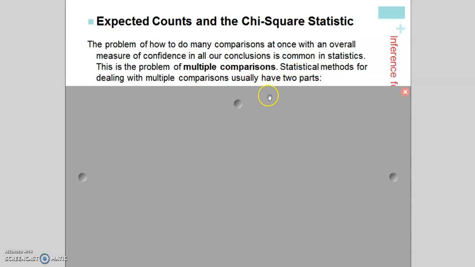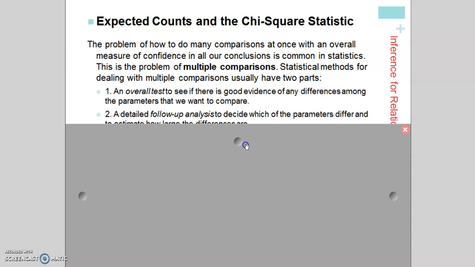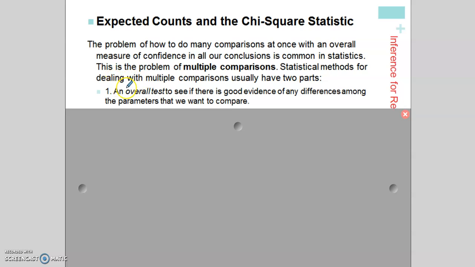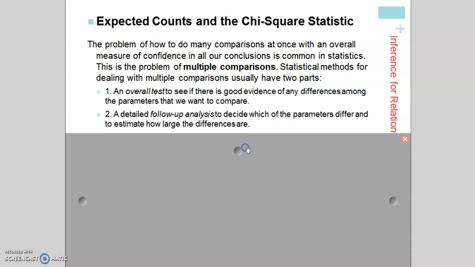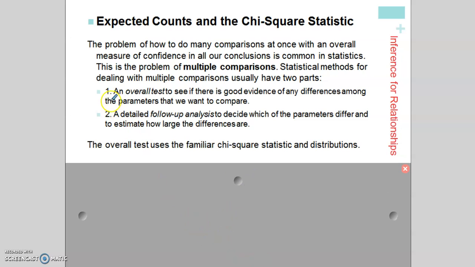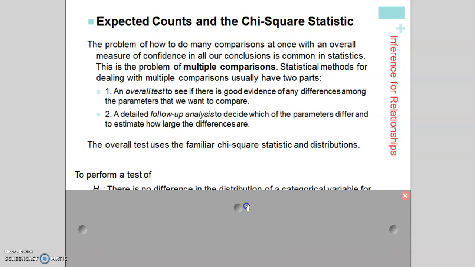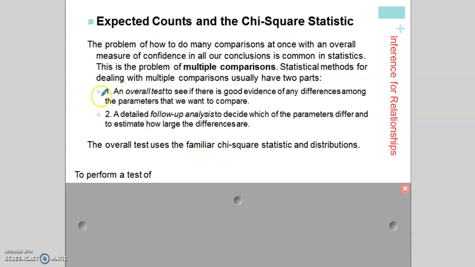In order to handle that, we usually have 2 parts when dealing with multiple comparisons. We use an overall test to see if there's good evidence of any differences in the parameters that we're trying to compare. And then we do a detailed follow-up analysis, which we talked about in section 11.1 as well. Now, the overall test that we use here is that familiar chi-squared statistic and distribution that we learned in 11.1. So we're going to talk about just step 1 here, the overall test.